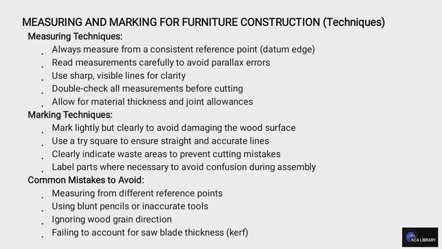For marking techniques, there is need to mark lightly but clearly to avoid damaging the wood surface. You need to also use a tri-square to ensure straight and accurate lines. Clearly indicate waste areas to prevent cutting mistakes, and also label parts where necessary to avoid confusion during assembly. Common mistakes to avoid include measuring from different reference points, using a blunt pencil or inaccurate tools, ignoring wood grain direction, and lastly, failing to account for saw blade thickness.